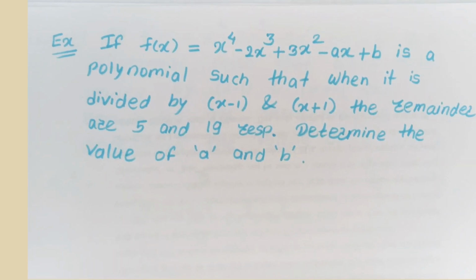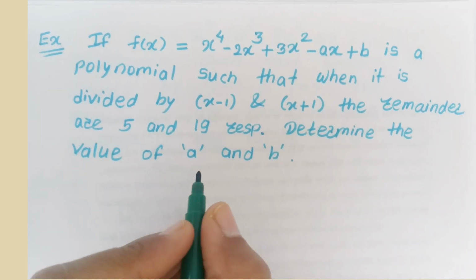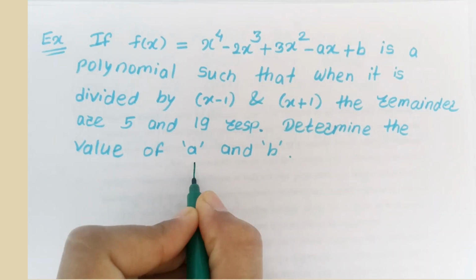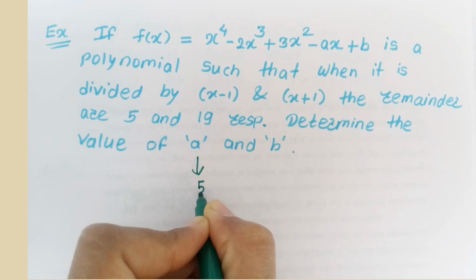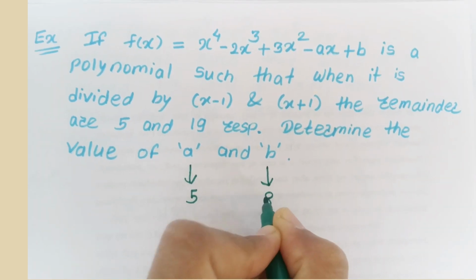Therefore the answer to our question, that is find the values of a and b, is here a we get 5 and b is 8.